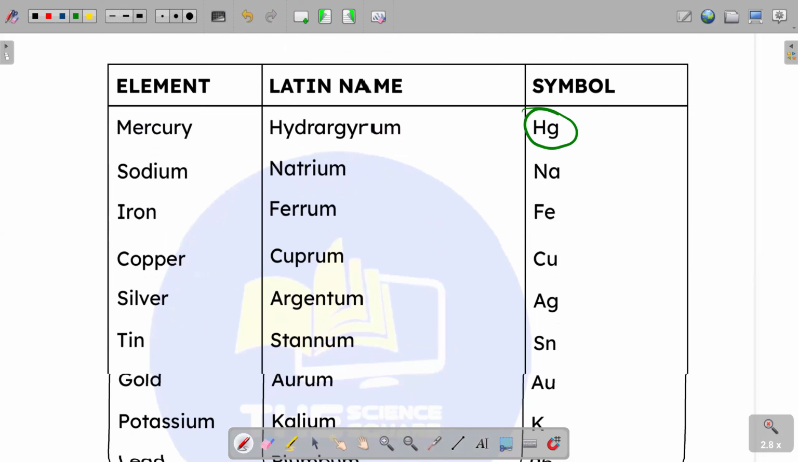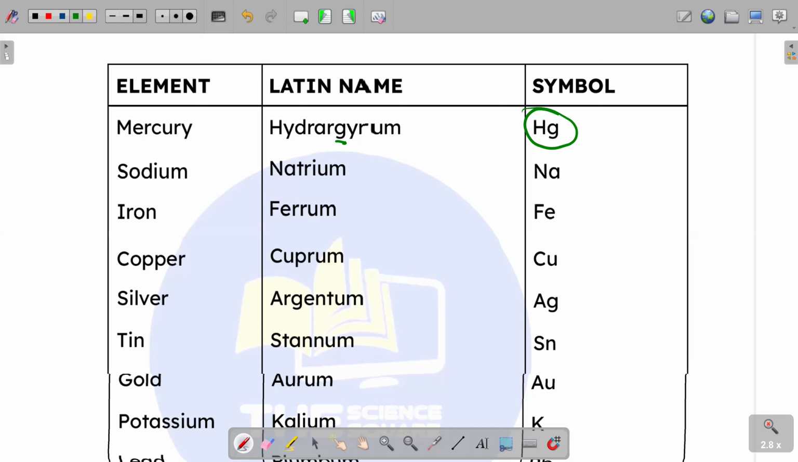This Hg is gotten from the first letter of its Latin name and another letter. So the Latin name is called hydrargyrium. That is the Latin name of mercury. So the symbols H and G are assigned as the symbol for mercury. The H is a capital letter and the G must be a small letter. Very, very important. Then sodium is from natrium, Na.